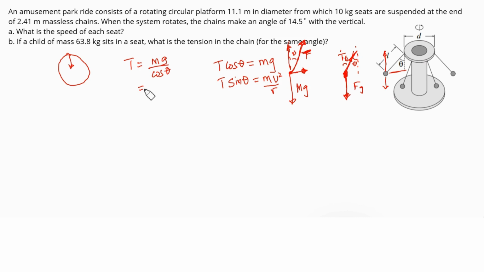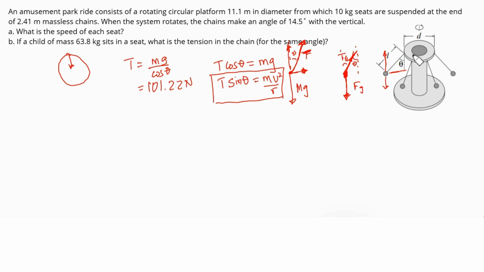The mass of each seat is 10 kg, so it'd be 10 times 9.8 divided by cosine of 14.5. And that gives me a tension of 101.22 newtons. Now that I know what the tension is, I can go ahead and use it in this equation here to find my v.